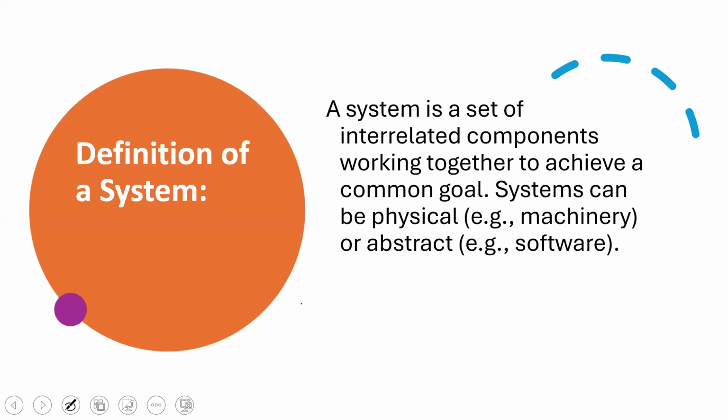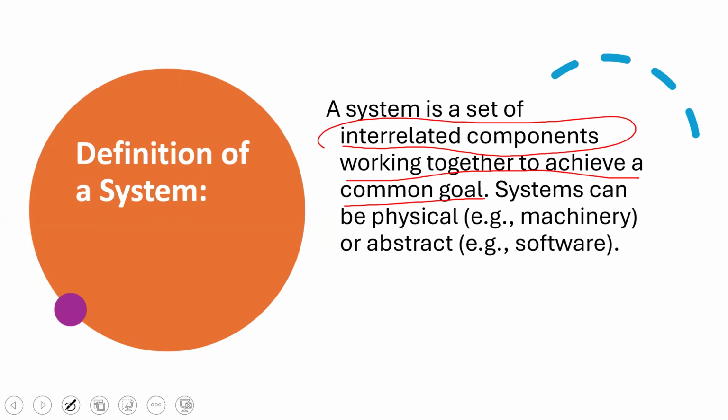A system is a set of integrated components, very key, working together to achieve a common goal. A system can be physical or abstract. When we say physical, maybe like machinery; abstract, maybe a software or a concept, something like that. Okay, but the key element is that it is integrated components that are working together.